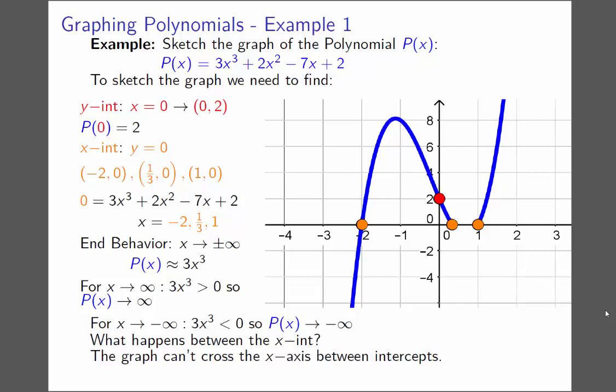In computing it, we get that our polynomial at 0.5 is -0.625, which for us is most important because it's negative. It means that our polynomial is always negative between 1/3 and 1. So we now have a great sketch of our polynomial using the x-intercepts, the y-intercept, the end behavior, and that our graph can't cross the x-axis between the intercepts.